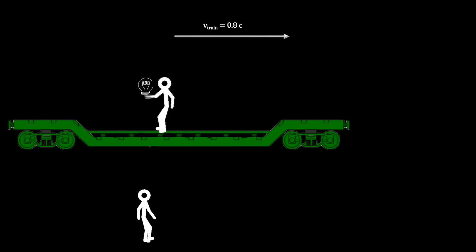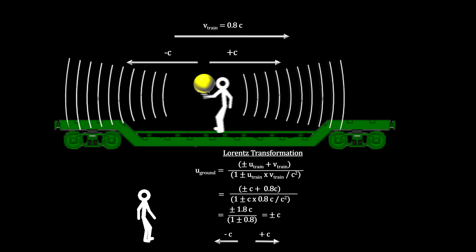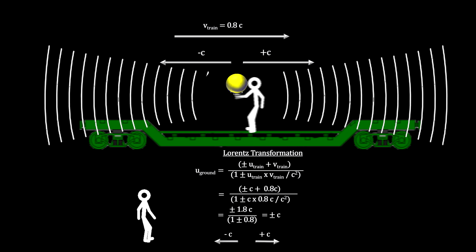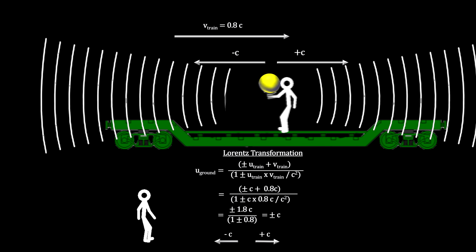You can even see that, with the relativistic equations, if the train was traveling at 0.8 times the speed of light, and a light was turned on, the person on the ground will see the light traveling at the speed of light, just like the person on the train will.